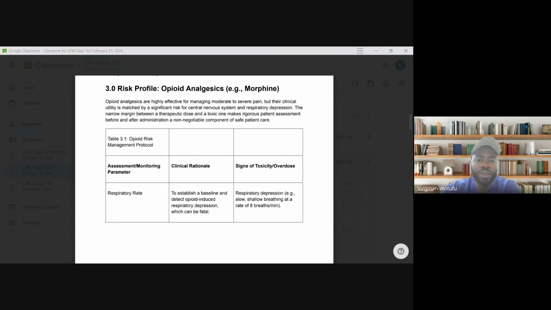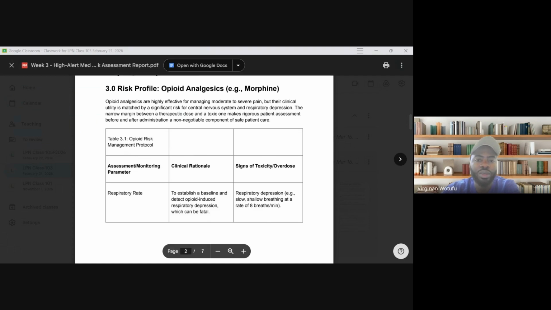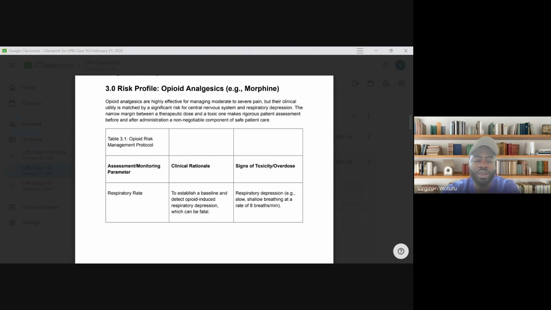So a medication like morphine, which is an opioid analgesic, during administration, you need to assess for what? Respiratory rate, because morphine is a central nervous system and respiratory depressant. Like we talked about last week in our last class, same as magnesium sulfate, when administering such medication, what do you monitor? The respiratory rate, right? You monitor the respiratory rate, the level of consciousness, and the pain score.